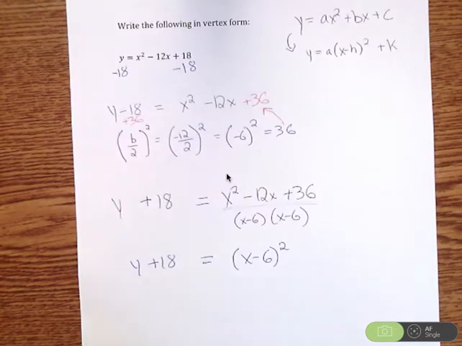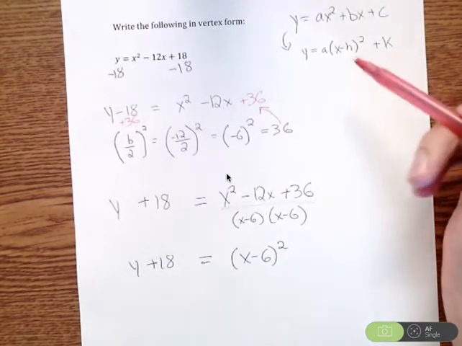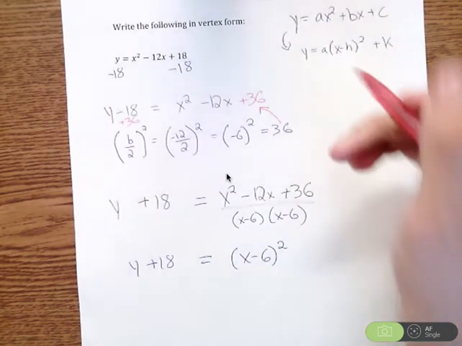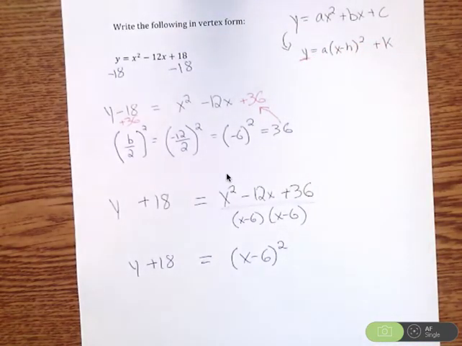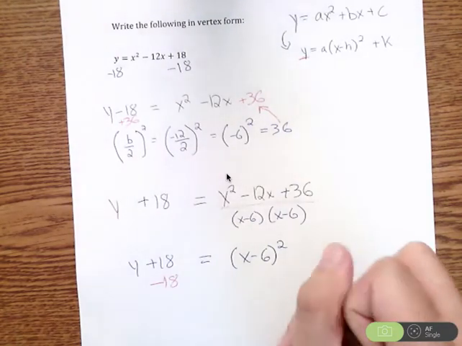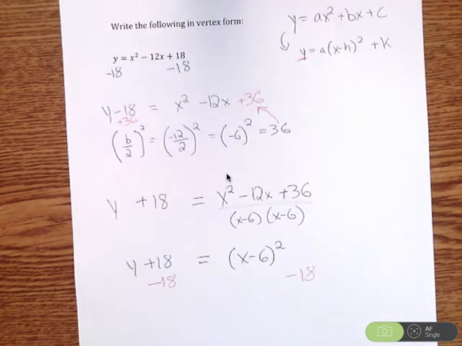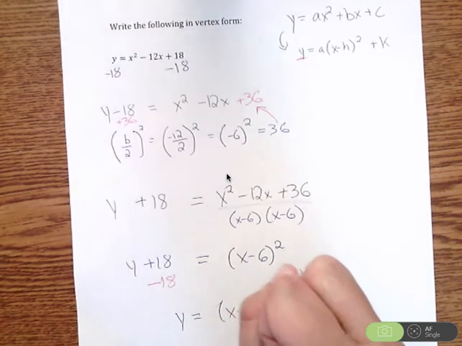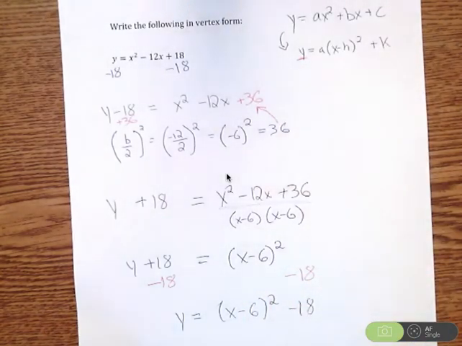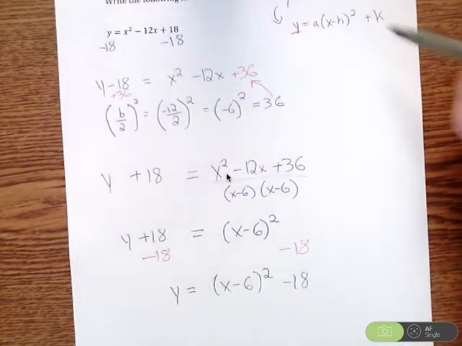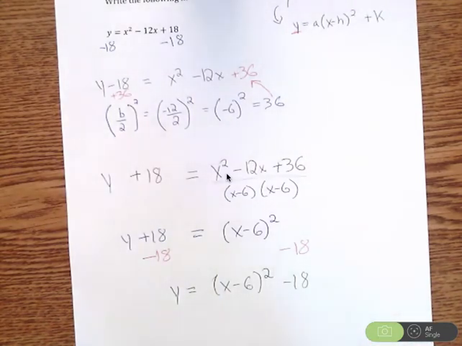Comparing here, I went from standard form down to this point. I'm trying to get to vertex form, so I need a parentheses squared, which is what I have. The only remaining step is that we like to have our y all alone when we're writing these equations. Right now I have y plus 18, so I'm going to subtract 18. Again, if I do it to one side, I do it to the other side. What we'll be left with is y equals (x minus 6) squared minus 18. Comparing that to our vertex form, that is exactly what we wanted. This is vertex form.